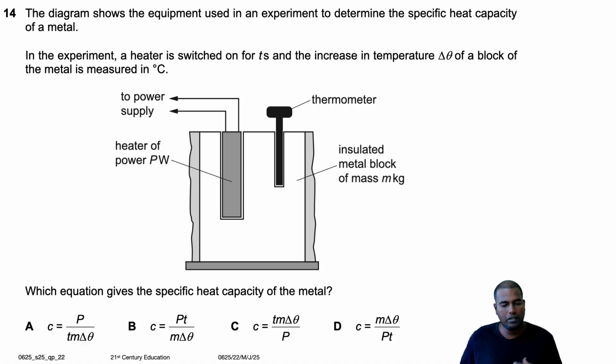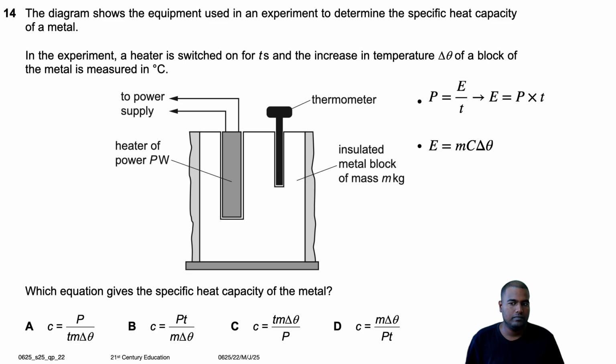Two things are involved: power, and the increase in temperature. We know that power is energy by time. From this, we can take the energy as power into time. Also, energy is mass into specific heat capacity into change in temperature. Okay, so we understand.